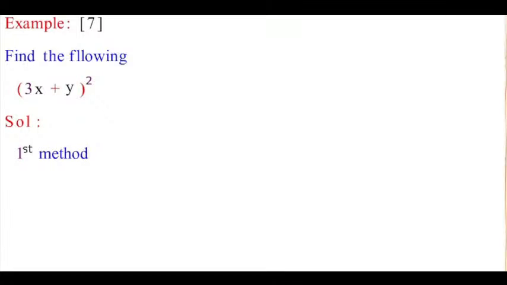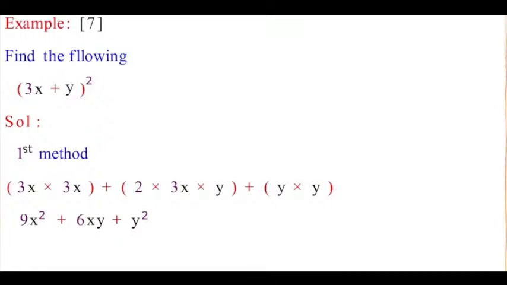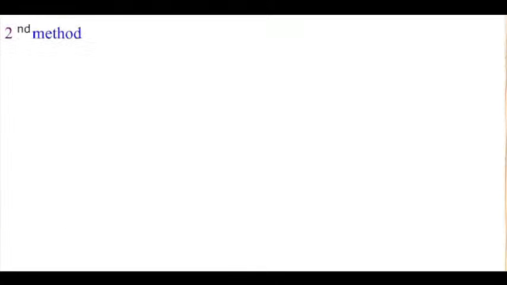Example 7. Find the following: 3x plus y all squared. Solution. The first method. 3x times 3x plus 2 times 3x times y plus y times y. Then 9x squared plus 6xy plus y squared. The second method. 3x plus y times 3x plus y.